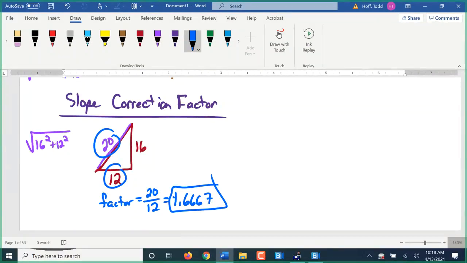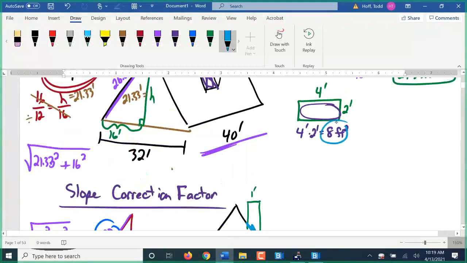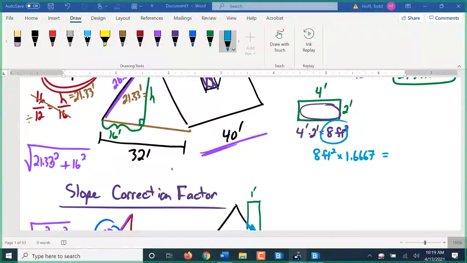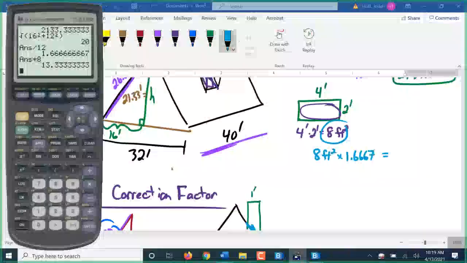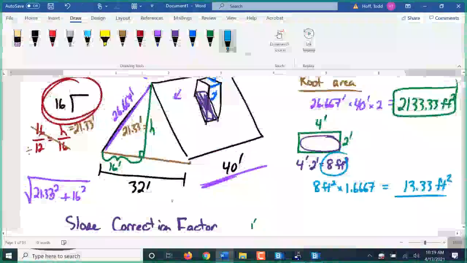That is saying that if I put something on this sloped surface, on this roof, if it would normally be 1 foot long this way, when I project it down onto the roof, the length that it covers is 1.6667 feet. Well, what makes that slope correction factor so useful is I can now take this 8 square feet from my chimney and multiply by 1.6667, and it'll give me the area that chimney cuts out of the roof. I take my factor times the 8 square feet, I get 13.33 square feet. That's what it actually cuts out of the roof.